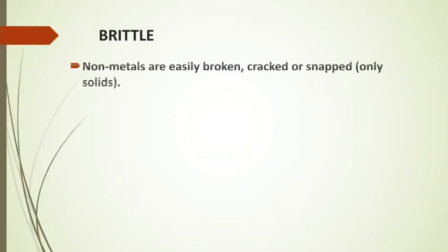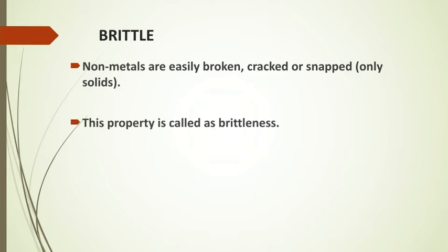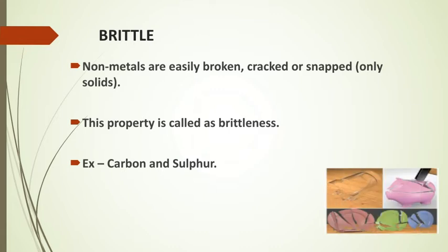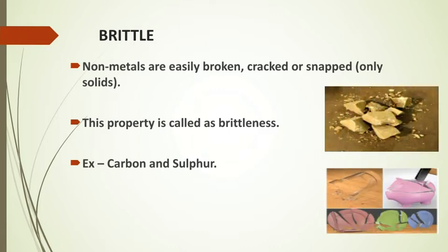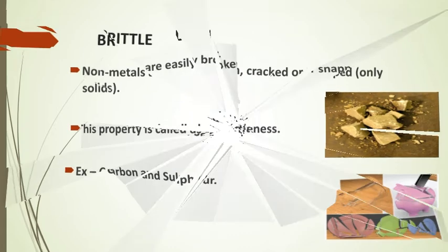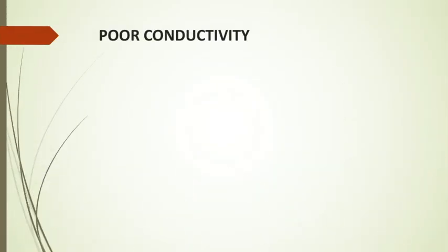Next, brittle. Non-metals are easily broken, cracked or snapped if they are in solid state. This property is called brittleness, for example, carbon and sulfur. In these two pictures, you can see that the objects are cracked because they have fallen down. So this property is called brittleness. So non-metals are brittle in nature.